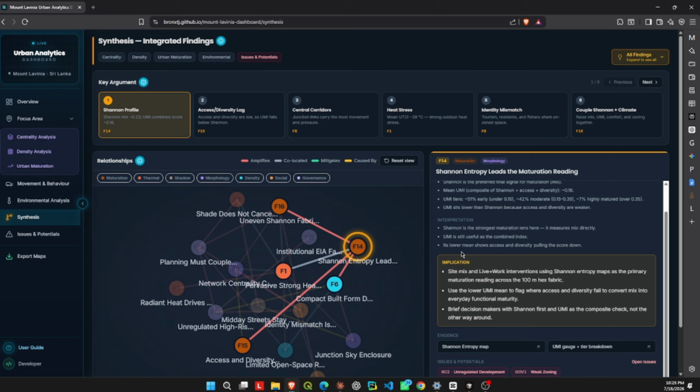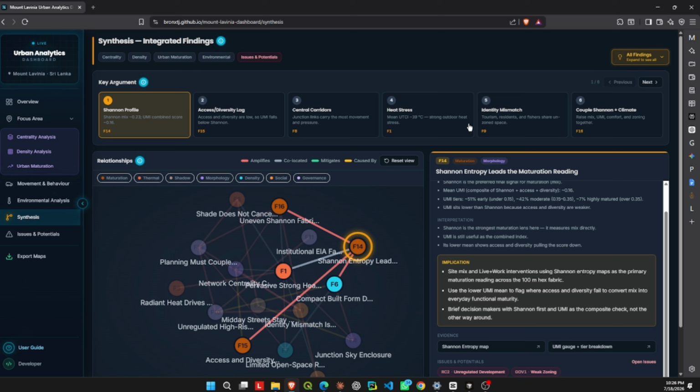So what this tells us actually is that Mount Lavinia's walking environment, the pedestrian environment, is thermally very harsh for the residents as well as for outdoor visitors, I mean tourists. Very harsh environment.